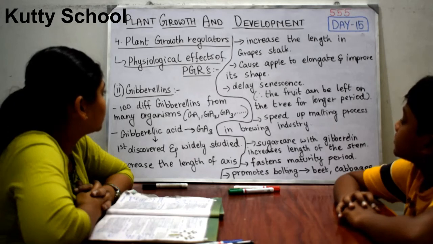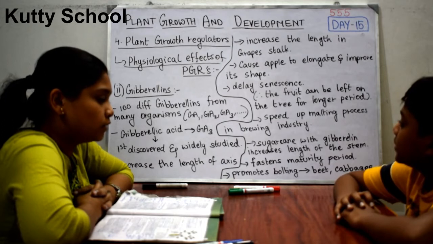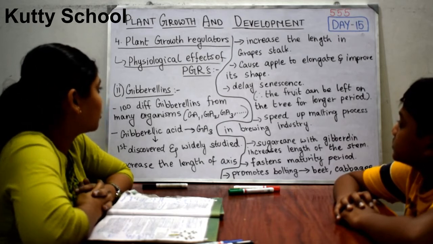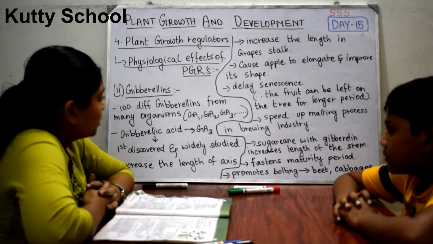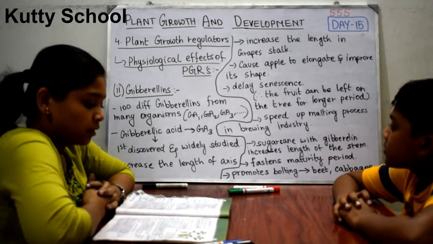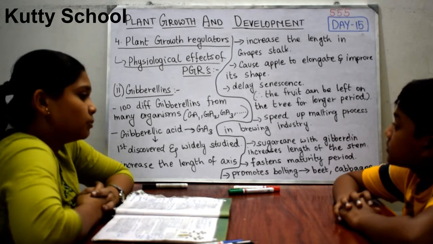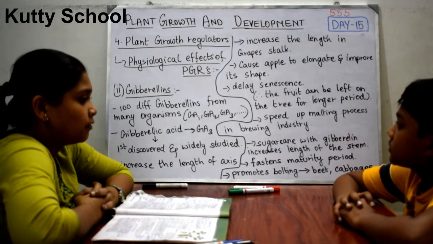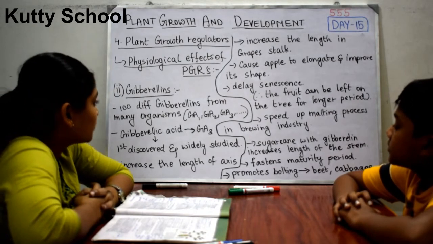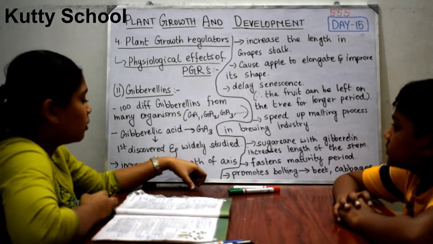We are going to discuss the second plant growth regulator, which is gibberellin. First we discussed auxins, so now we are going to discuss gibberellins. There are 100 different kinds of gibberellins found in many organisms like fungi and other plants, and they are named GA1, GA2, GA3 and so on.